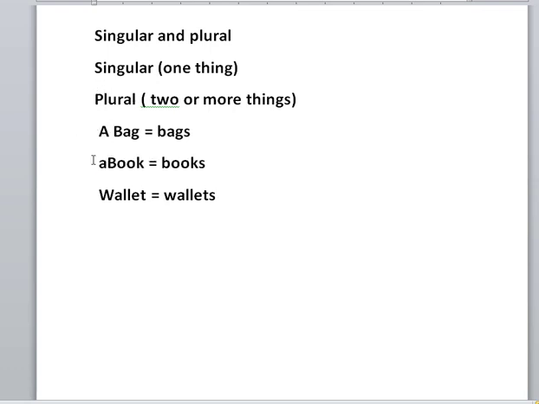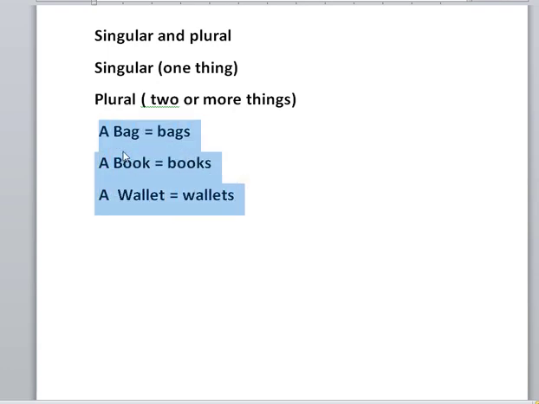But when we change to plural, we just add S, and it's not necessary to use A, because A means something is one thing, not two or more things. But when we use S in the word, it means this thing is plural, okay, don't forget it.